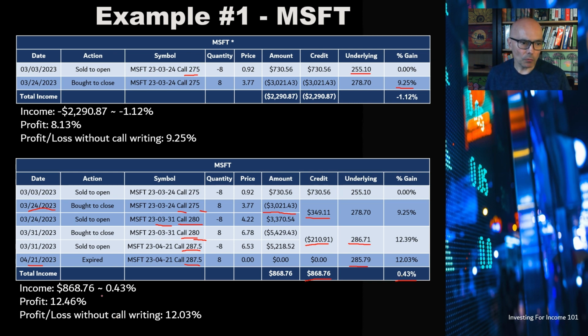So you can see the profit just from the covered calls was less than 0.5%, but the stock during that time went up over 12%. Stock went up over 12%, and overall the profit was almost 12.5% for the trade.